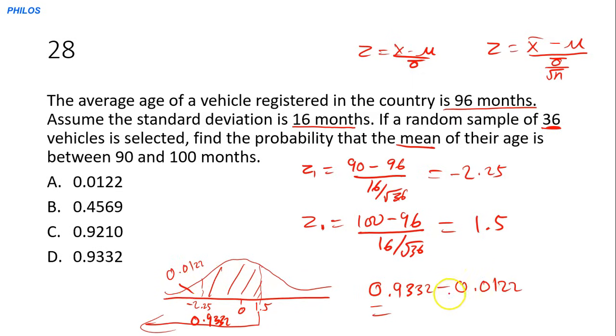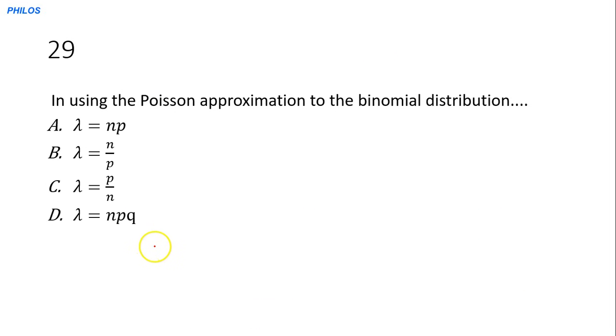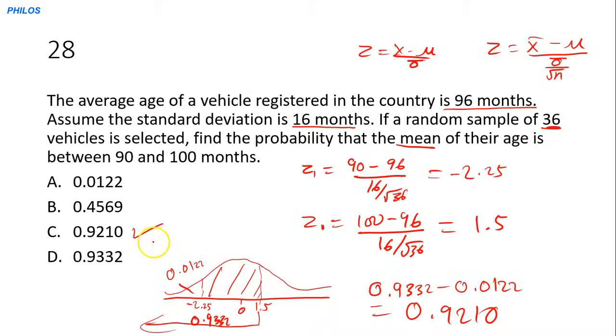So let's subtract. 0.9332 minus 0.0122 will give us 0.9210. So the correct answer for question 28 is C. So let's proceed to the next question.